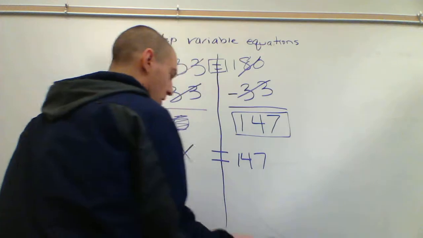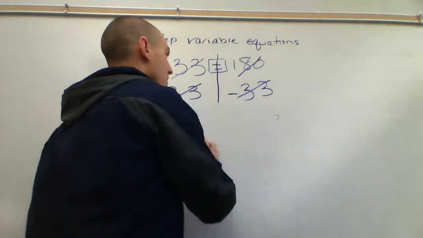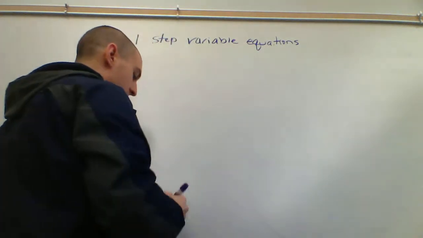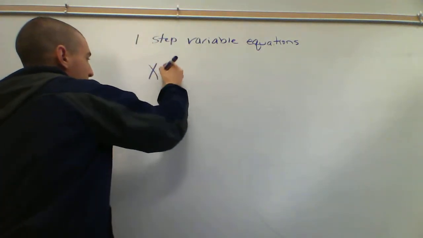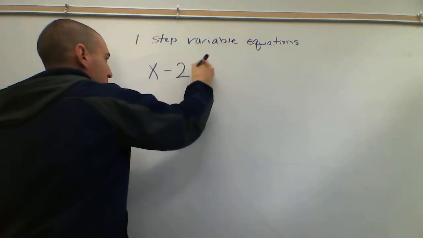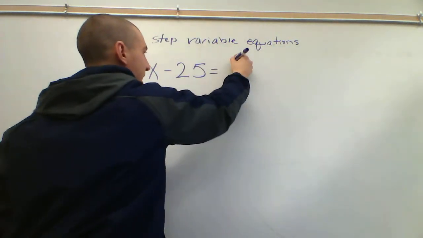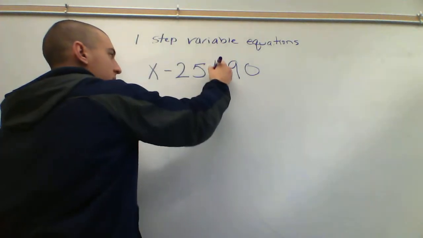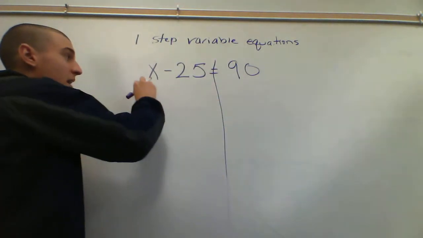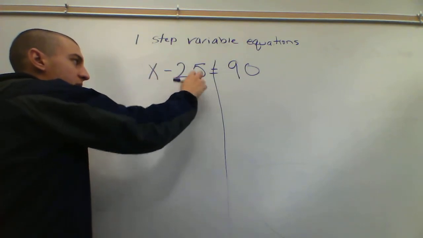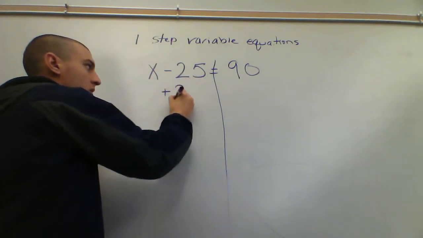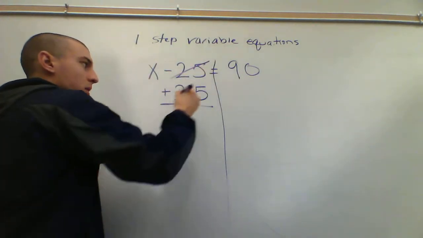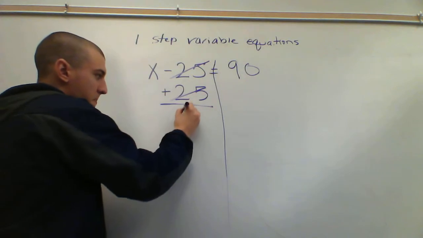I'm going to do another one real quick, this time with a minus sign instead. So here we have x minus 25 equals 90. First thing we do, as always, draw our line. We want to get our x alone, so we have minus 25. We're going to say plus 25. Negative 25 plus 25 equals 0.